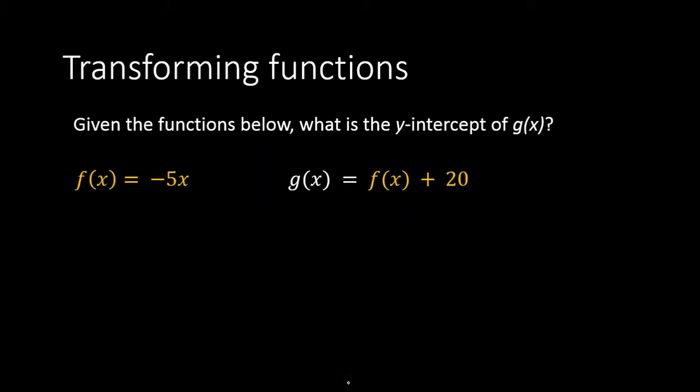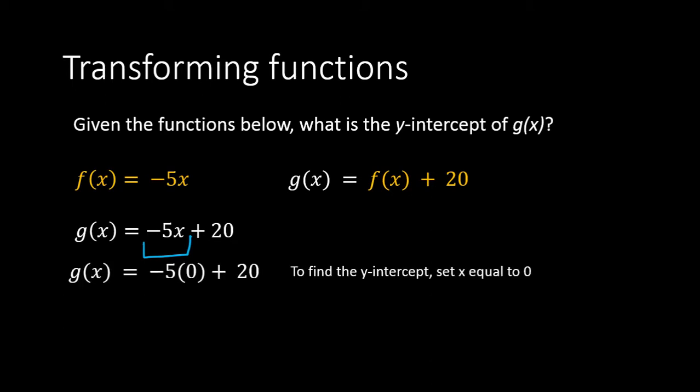Let's look at another example. Given the function below, what is the y-intercept of g of x? So f of x equals negative 5x, g of x equals f of x plus 20. So g of x equals f of x, and I've added 20 to it. If I want to find the y-intercept, remember, if I want y, I set x equal to 0. If I were to set y equal to 0, I've already decided what y is. So I set x equal to 0, and then I solve. Negative 5 times 0 is just 0, so g of x equals 20.